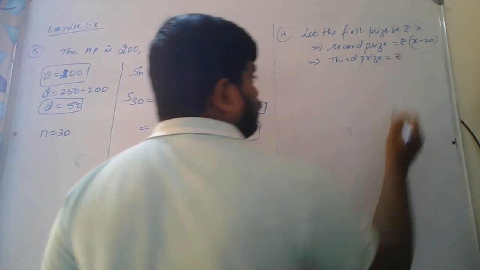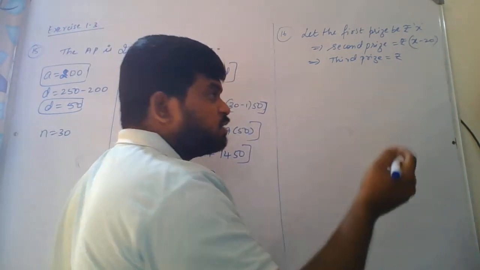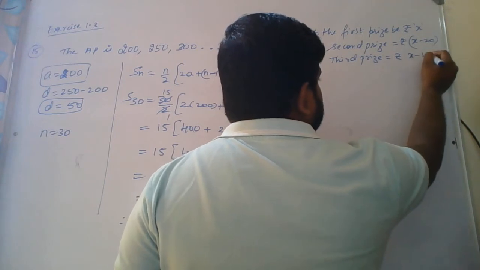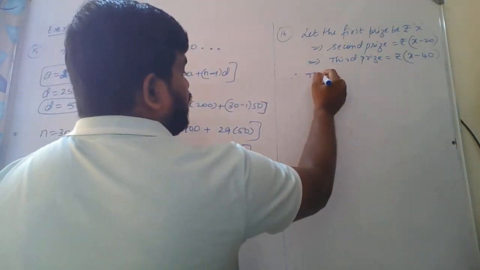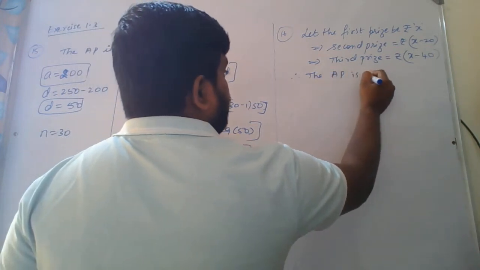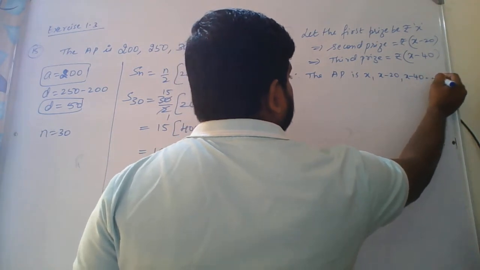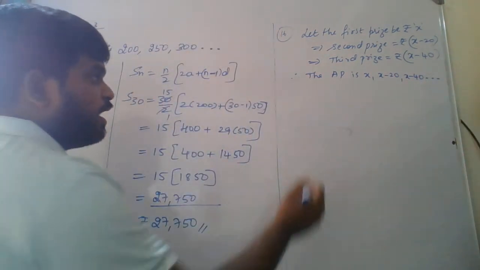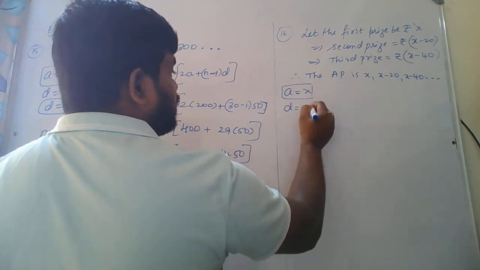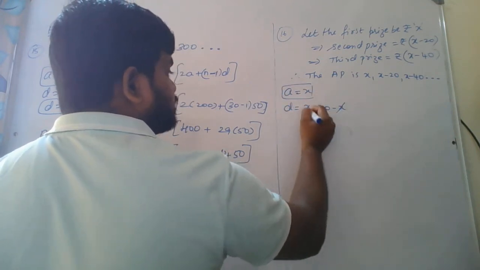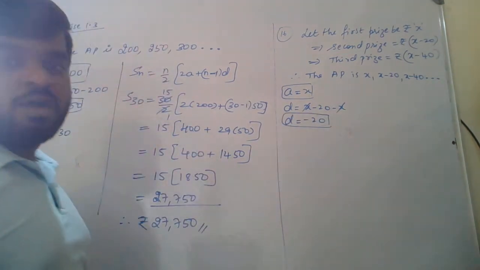Okay. For this, I have to subtract 20. So it becomes minus 20, minus 20, 40. So X minus 40. Okay, it goes on. Therefore, the AP is X, X minus 20, X minus 40, and so on. Your A value is X, B value is X minus 20 minus X, plus X minus X gets cancelled, D value is minus 20.